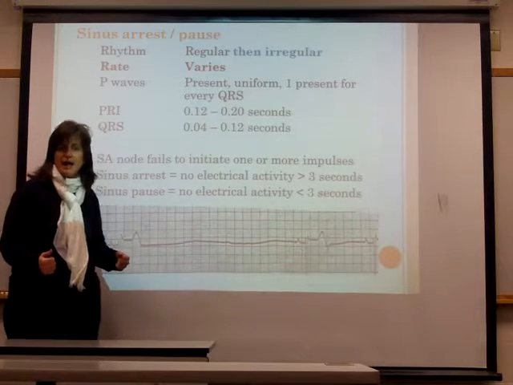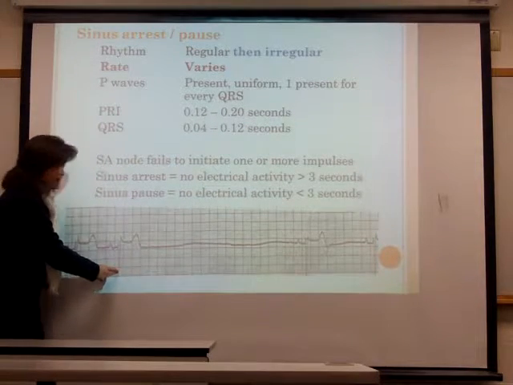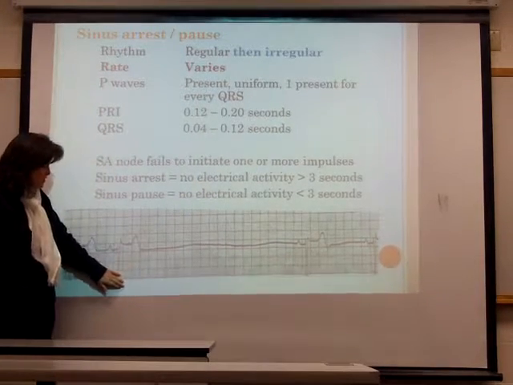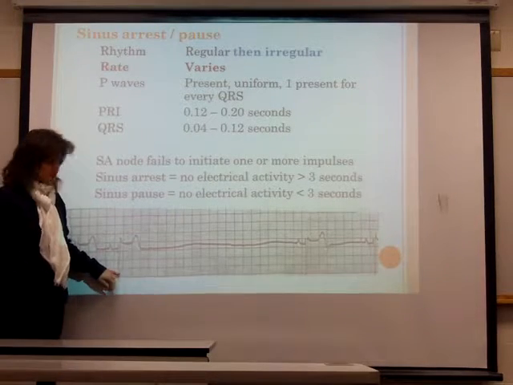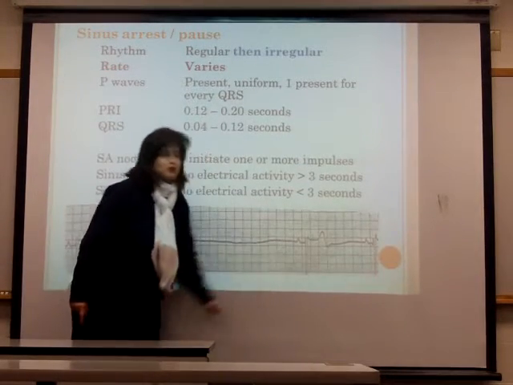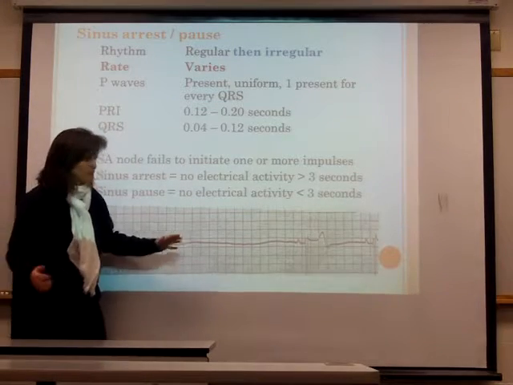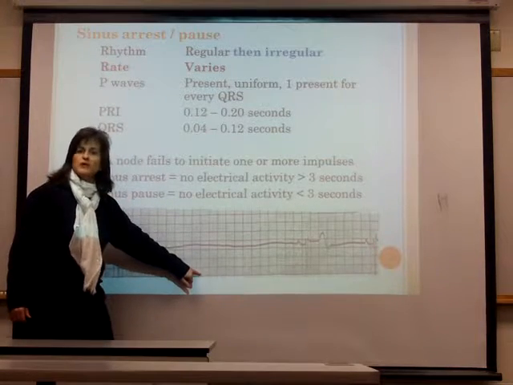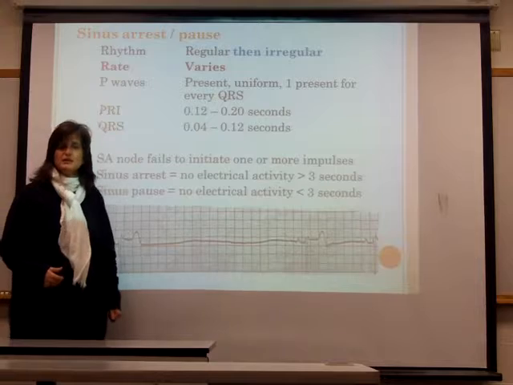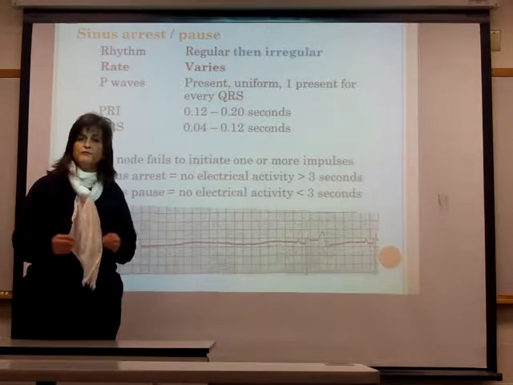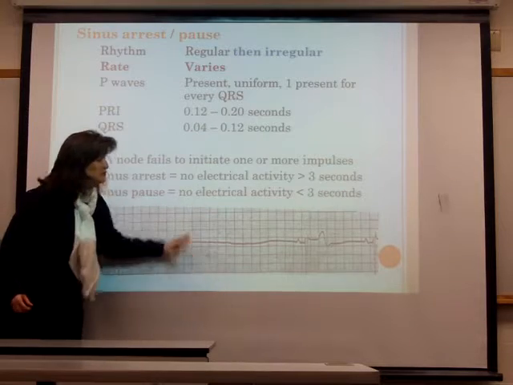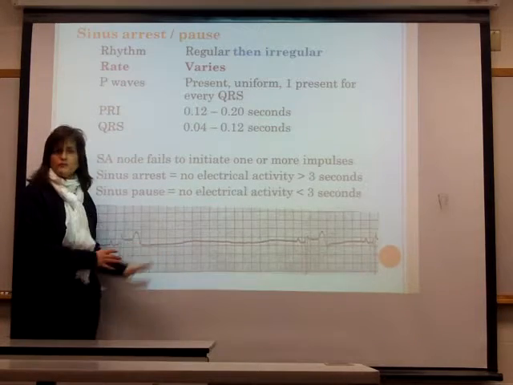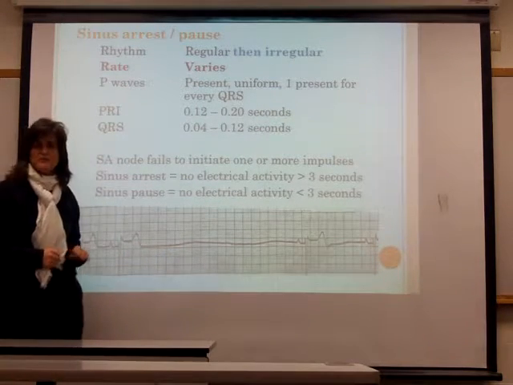How do you determine the time frame? You go from the last R wave and you measure the time to the next R wave. If you count the big boxes, you would note there's about 22 big boxes between this R wave and this R wave. 22 times 0.2, because these big boxes going horizontally are 0.2 seconds each, is approximately 4.4 seconds. So this is clearly greater than 3 seconds, and I would call this a sinus arrest. Let's assume for argument purposes this patient has normal sinus rhythm with sinus arrest.